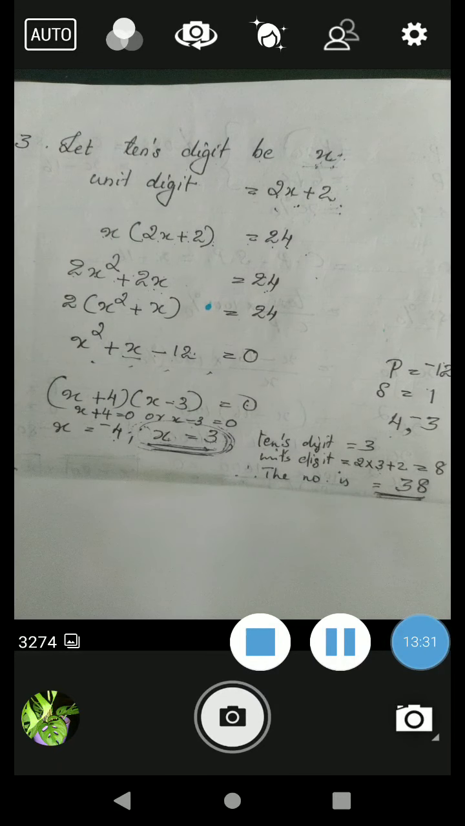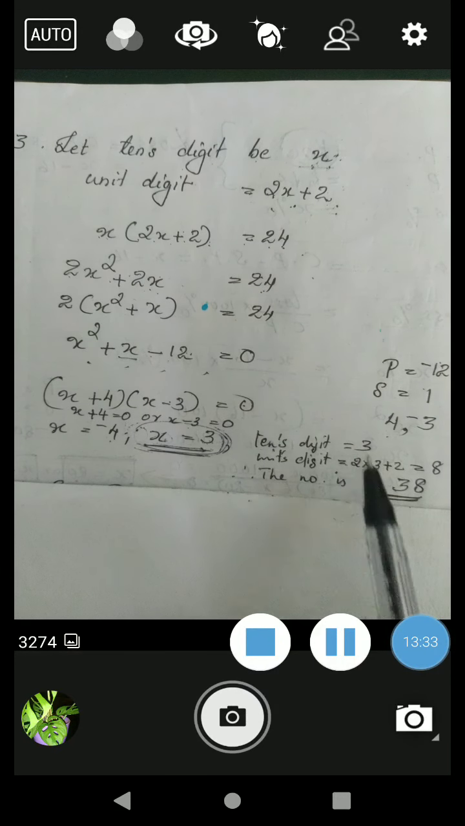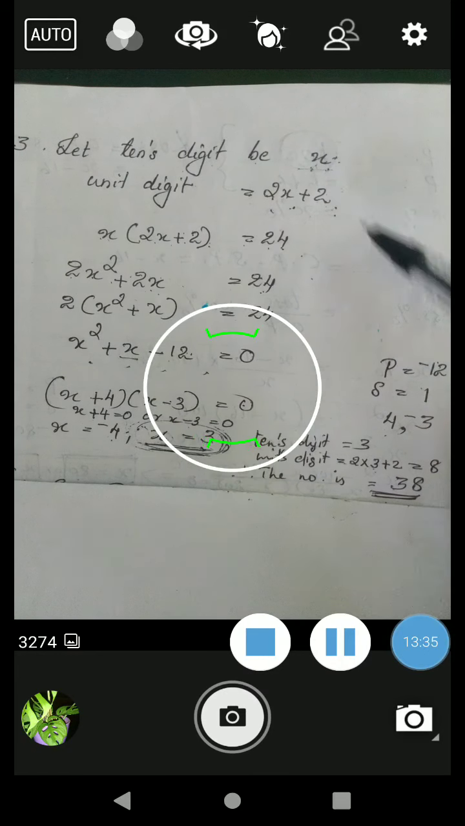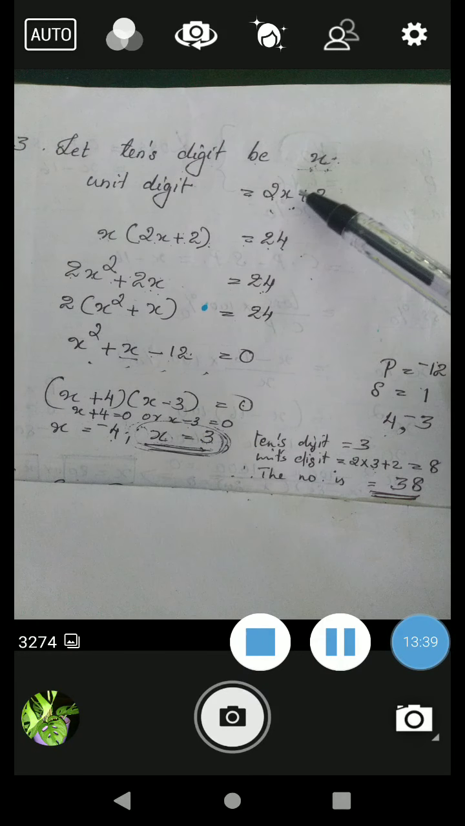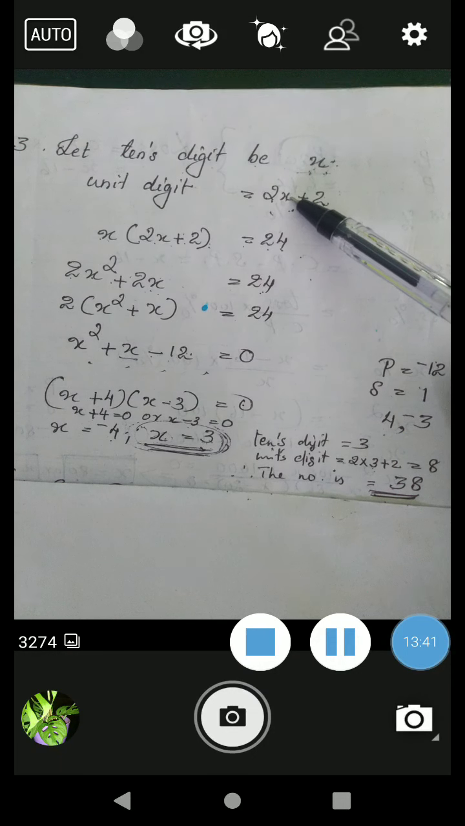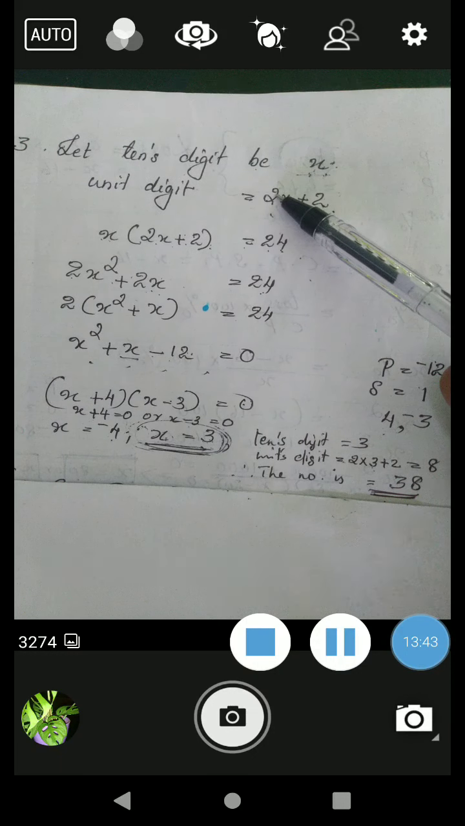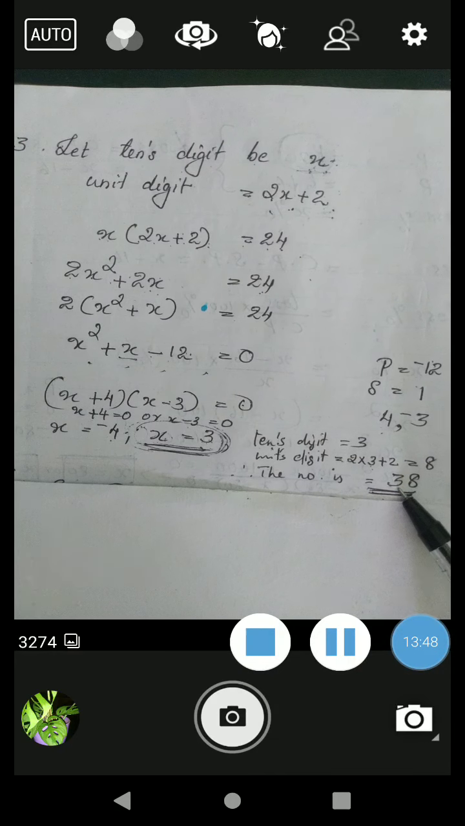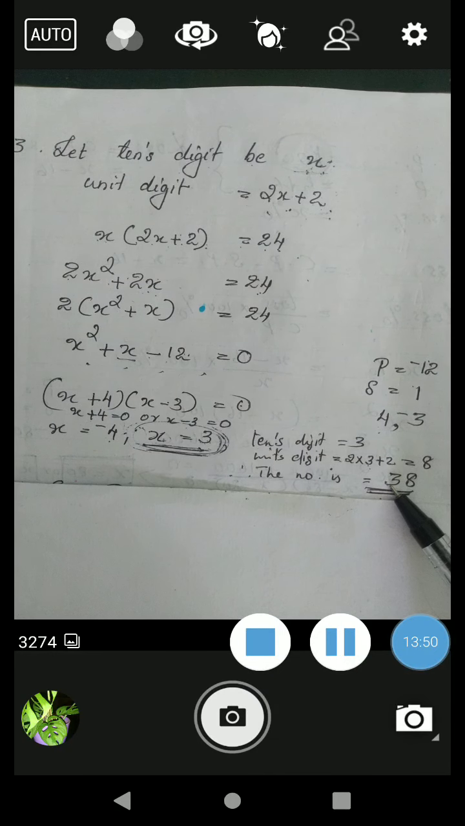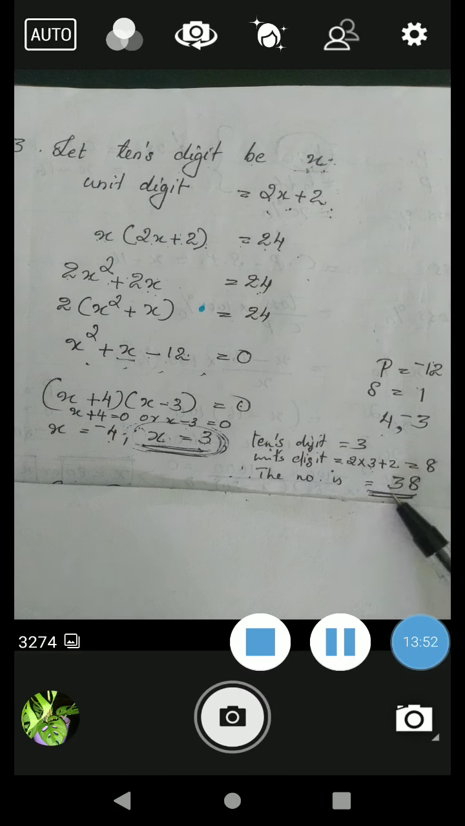Therefore, the tens digit is 3. Look here, tens digit 3, and you can find the unit digit. Substitute the value of x here, 3 into 2, 6 plus 2, 8. Therefore, the number is, here there is the tens digit, this is the unit digit. Therefore, the number is 38.